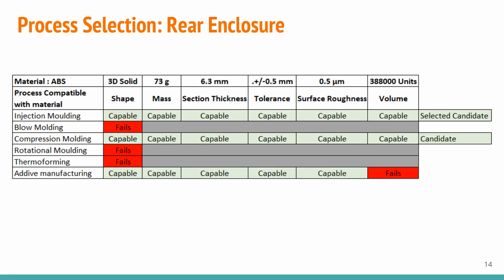Process selection for the rear enclosure. The process is selected by considering 6 process compatibility criteria, which are 3D solid shape, 73 gram, 63 mm section thickness, 0.5 micron surface roughness, and volume of 388,000 units. As indicated in the table, both injection molding and compression molding fulfill the criteria. We selected injection molding as it is considered a more common process, which is more suitable for high volume production and is better in tolerance control.